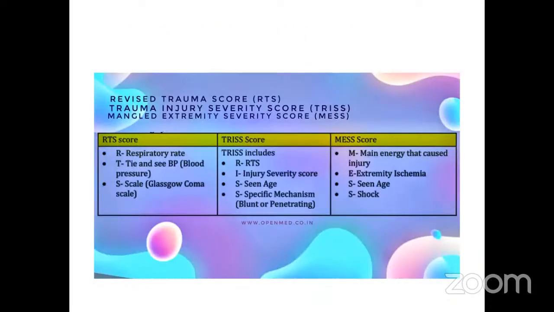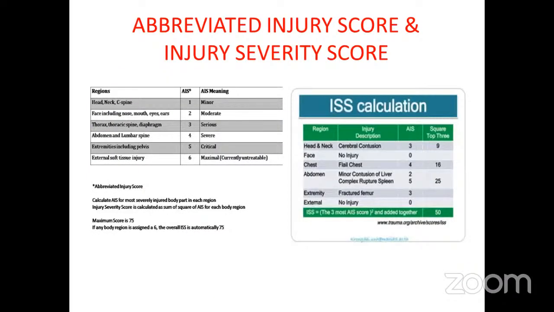This is the revised trauma score. We have a mnemonic, RTS: R for respiratory rate, T for blood pressure, and S stands for Glasgow Coma Scale. And the TRISS, the trauma injury severity score, includes the revised trauma score, injury severity score, and the age and the mechanism of injury. Can we really remember this? Yes, but we have much more sophisticated scores as well.